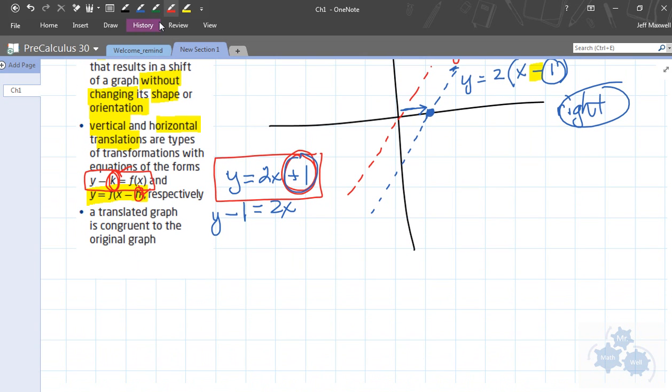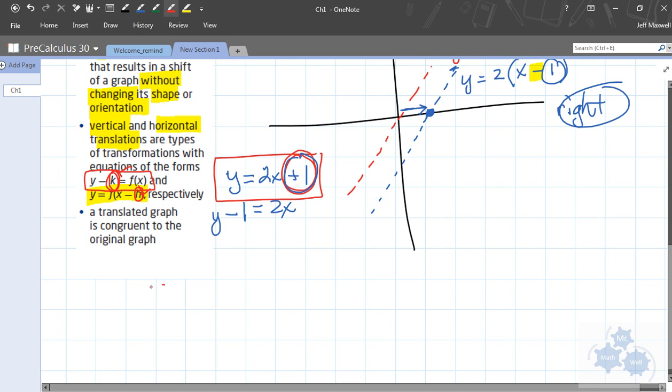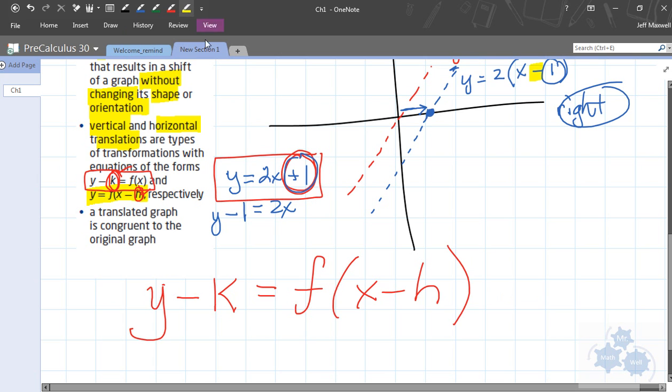And so if you want to apply both transformations to a graph at the same time, this is what it looks like, and I will rewrite this. y minus k equals f of x minus h. And so again, here is your vertical component. Here is your horizontal component. So up, down, side to side.